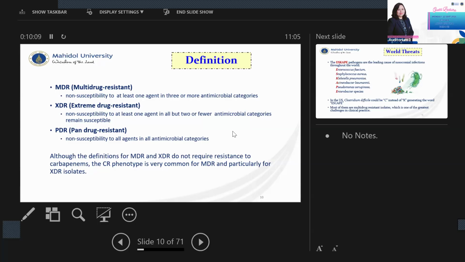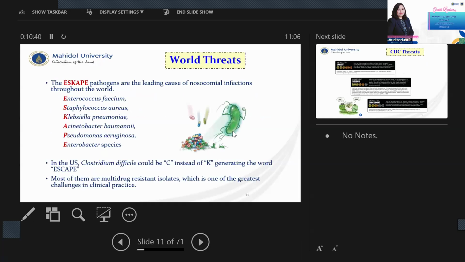And the worst one is PDR. Resistant to all drugs in all groups. The bad one. And too bad that nowadays we found a lot of PDR in the hospital. So from now on, if anyone comes to you and says MDR, PDR, XDR, you know what it means, right? And here's the ESKAPE group.